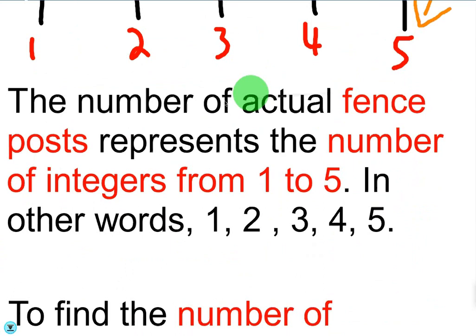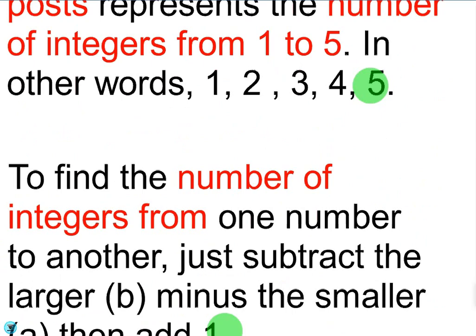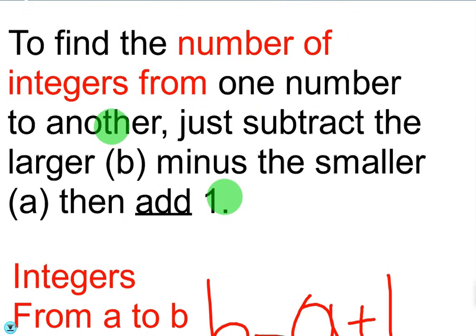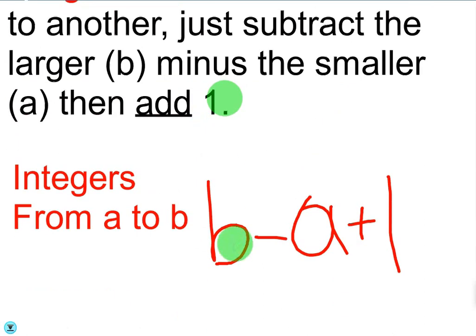Let's read this together. The number of actual fence posts represents the number of integers from 1 to 5. In other words, 1, 2, 3, 4, and 5. Those are how many integers. To find the number of integers from one number to another, just subtract the larger, we're going to call it b, minus the smaller, a, and then add 1 to it. When we found the number of integers between, we subtracted 1. This time we're going to add 1. So the formula is going to be b minus a plus 1. So the difference between them and then add 1.